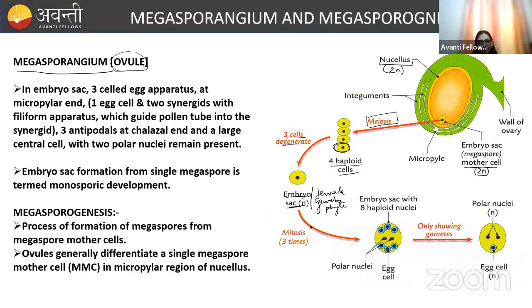Now this embryo sac will undergo 3 mitotic divisions and form 8 nuclei. So 3 will move to the chalazal end and form the antipodal cells. The 3 will move towards the micropylar end, which consists of 2 synergids and 1 egg. And the 2 remain in the center, which form the central cell, which contains the 2 polar nuclei.